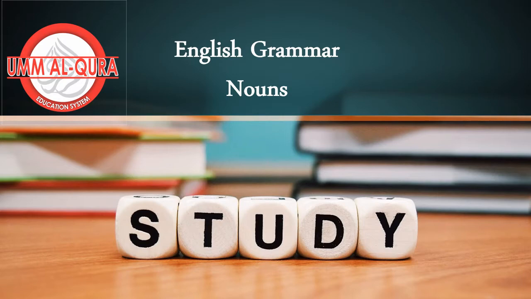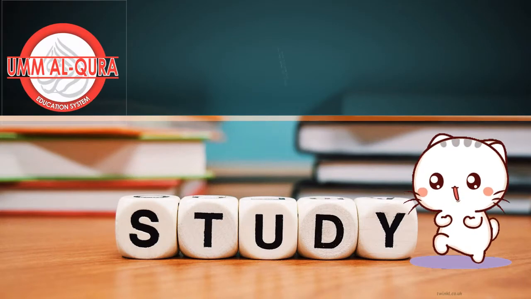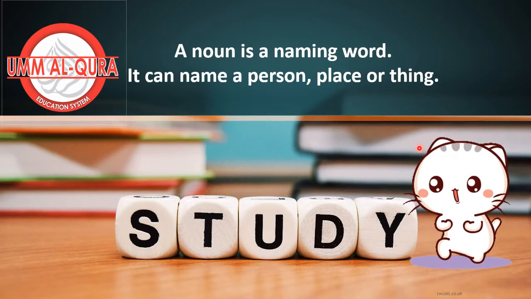Today we are going to learn about nouns. What are nouns? So what is a noun? A noun is a naming word. It can name a person, place, thing, animal, etc. Everything you can see around you is a noun. You can see your bed, you can see the window, you can see birds flying outside, you can see the sky, etc. Everything has a name and it is a noun.